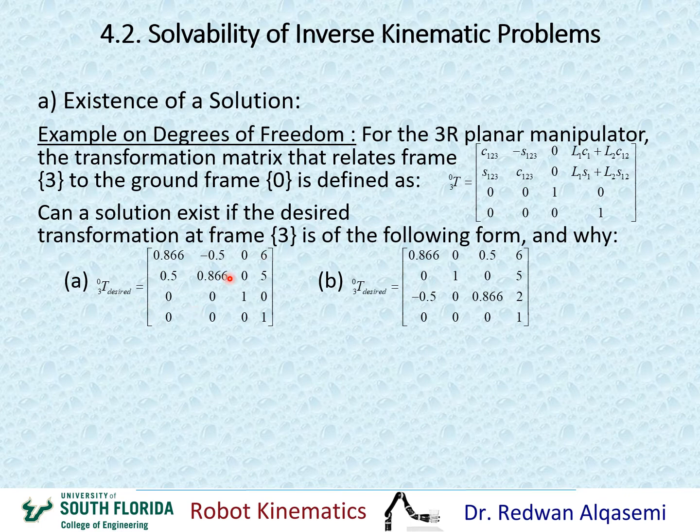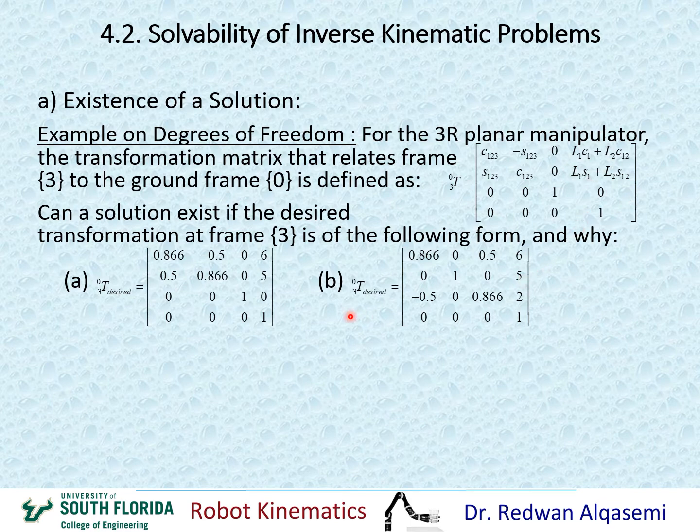If you look at part A, first of all, the format of the matrix here matches the format of the general transformation matrix that we have for the robot. If you notice, the 3 by 3 rotation portion looks like a rotation about Z. And in here, it also looks like a rotation about Z. And the translation portion has values for x and y, and 0 for z.